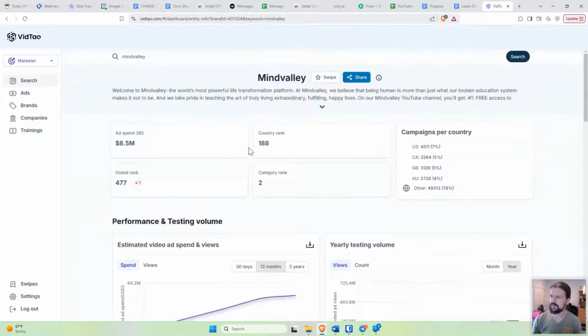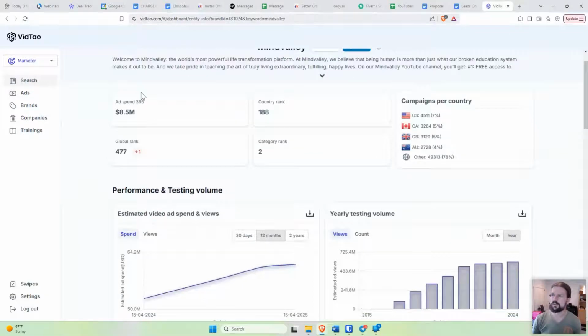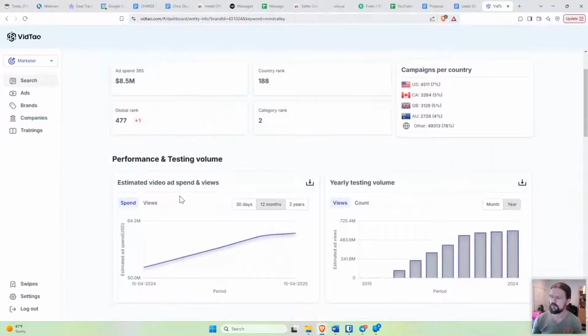And the first thing that I can see here is that they spent $8.5 million over the last 365 days. So they're spending a lot of money on YouTube ads, and I can see what their spend is looking like over time. So over the last 12 months, they've been spending pretty steadily, although they've kind of flattened off since January, although it's still on the uptrend.